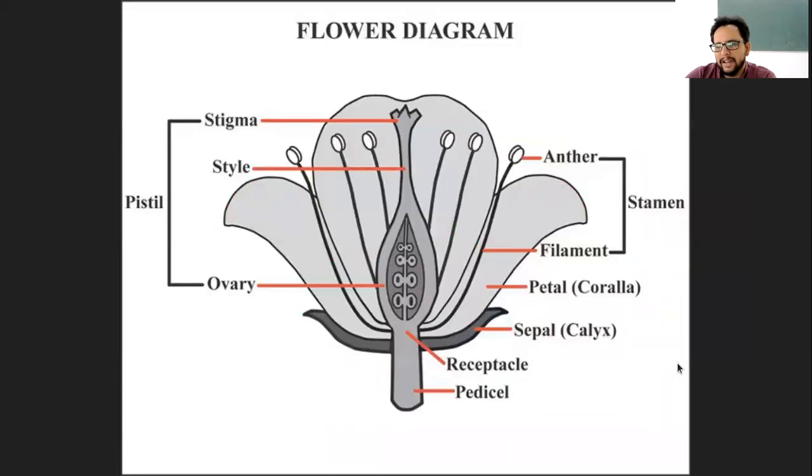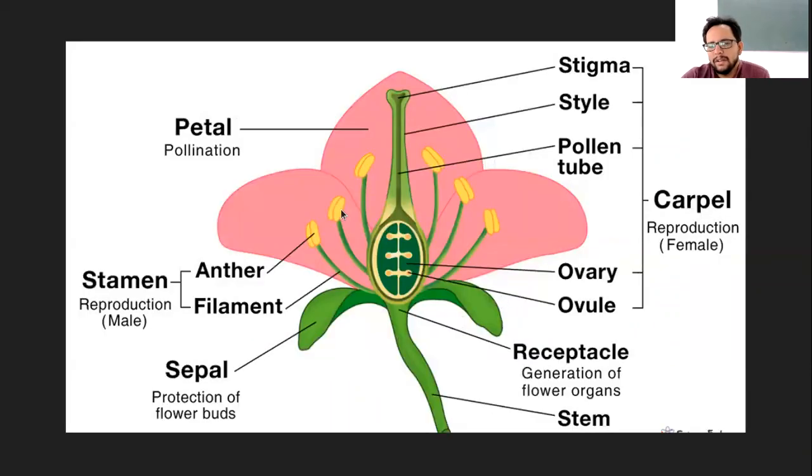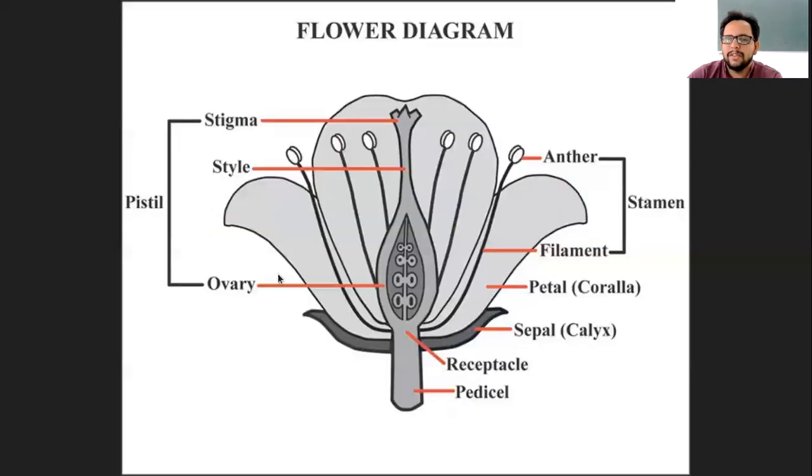This is another representation just for your information. Whenever you have to draw the diagram, you can draw it like this. For me it was a little too colorful, so you might not like it, but this is how someone has drawn it. So if you have a question to draw the flower structure, you can draw these different structures.